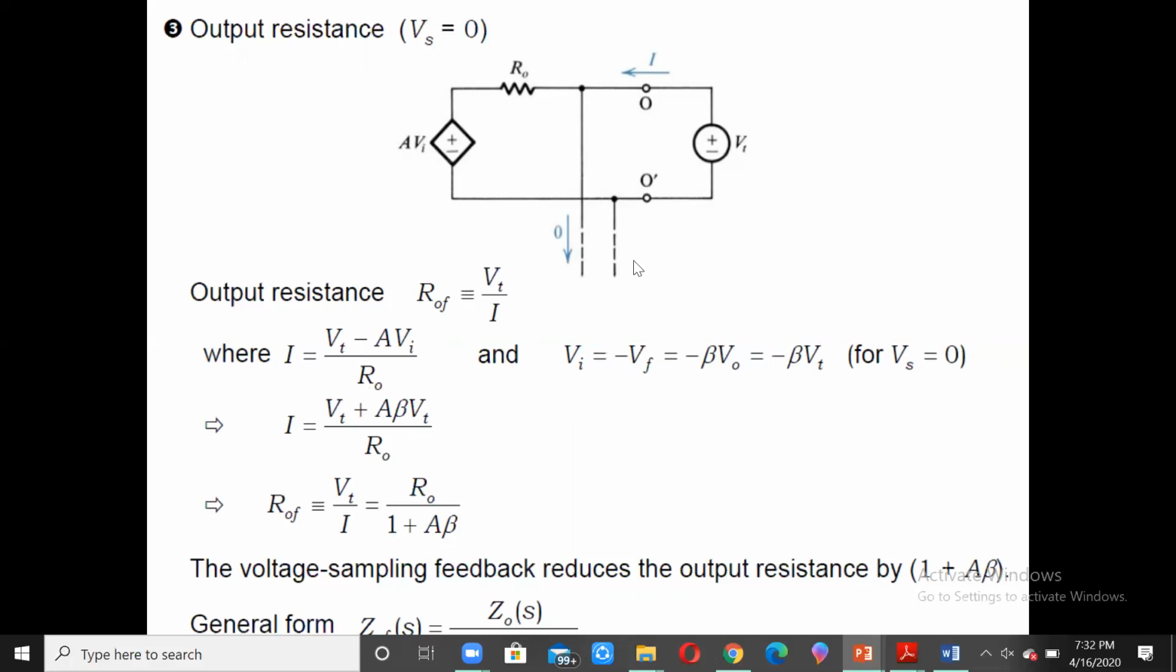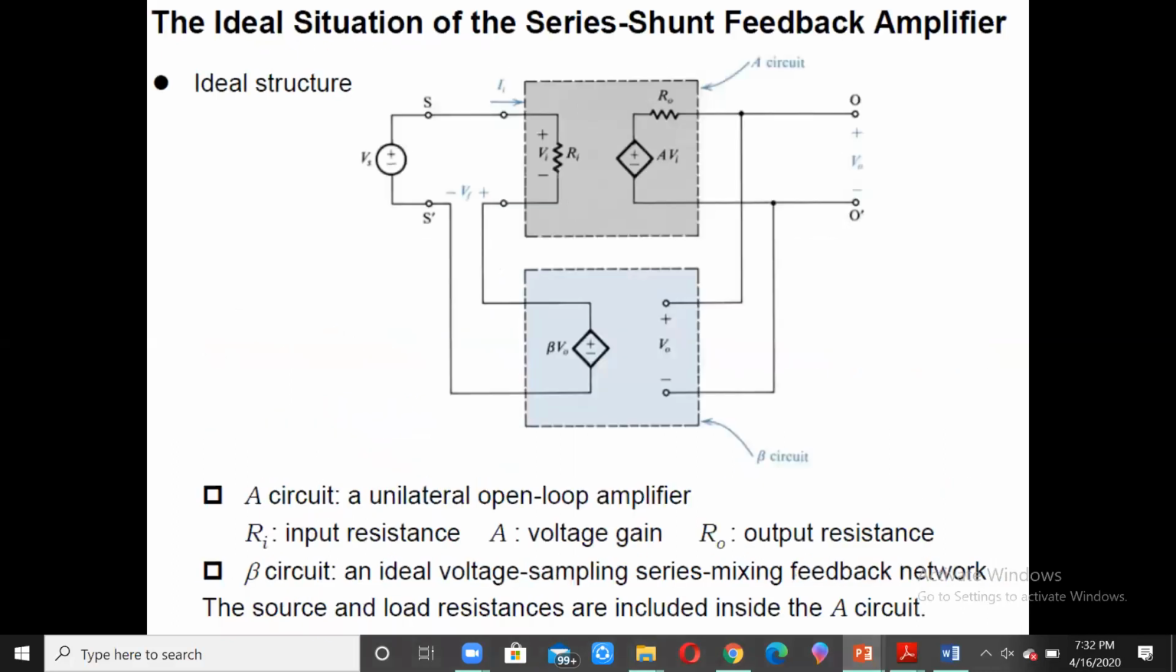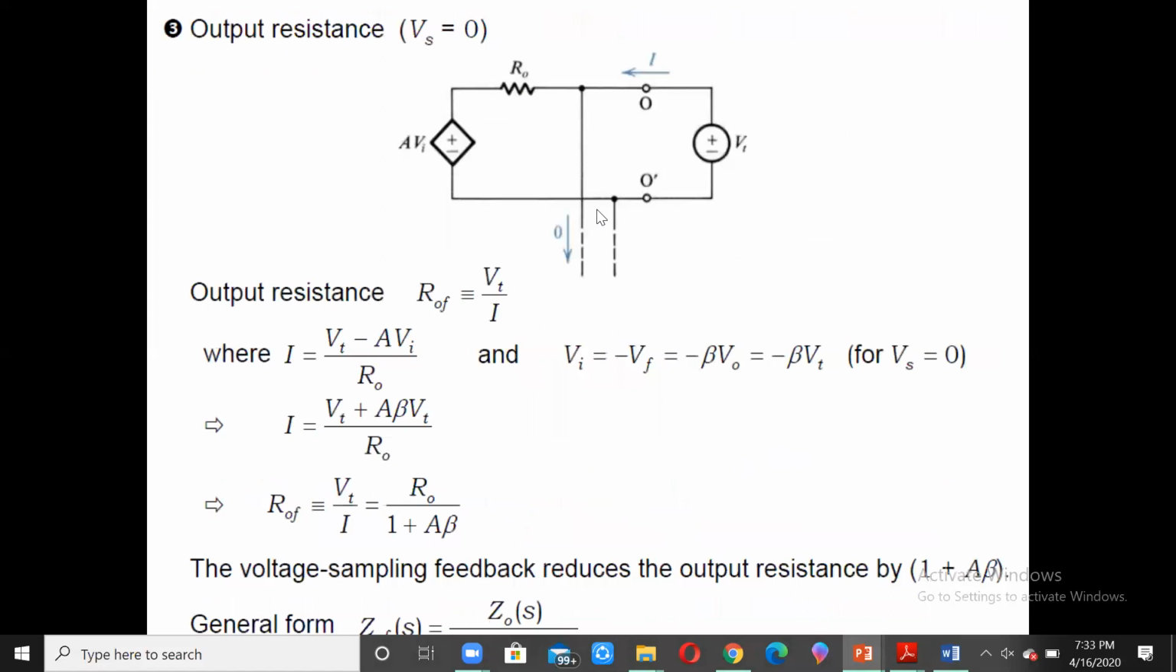Also, the value of Vi, if you see in this circuit, is nothing but Vs equal to Vi plus Vf, or Vi is equal to Vs minus Vf. So if Vs is made 0, Vi will be equal to minus the value of Vf. So that is what is mentioned over here.